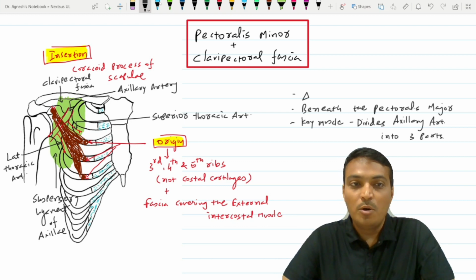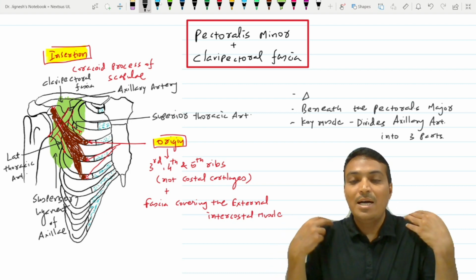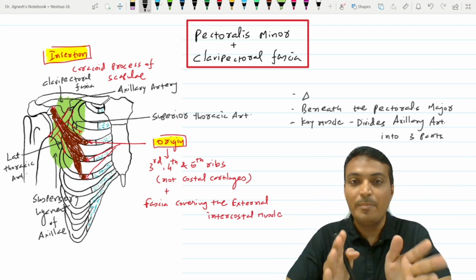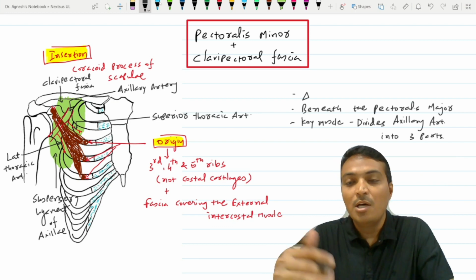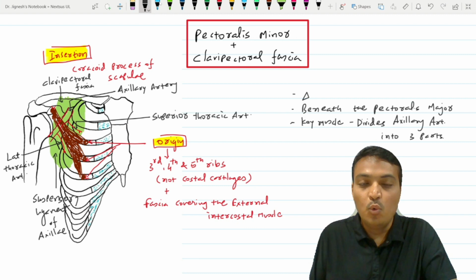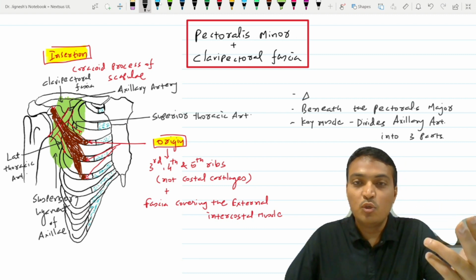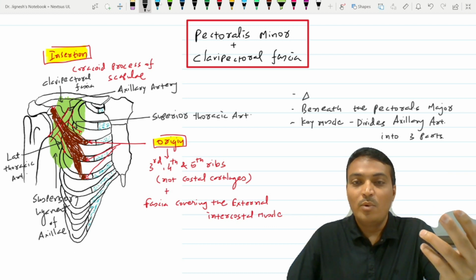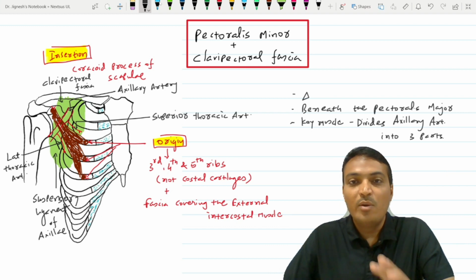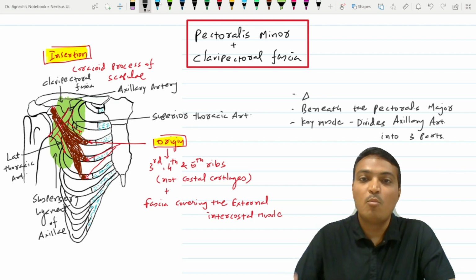Another action of this pectoralis minor muscle is the elevation of the scapula, and this is the assistant action of the pectoralis minor muscle along with the levator scapulae and the rhomboideus muscle. So there are two actions of the pectoralis minor, and both actions are assistant to other major muscles. One is the protraction of the scapula, which is assistant to the serratus anterior, and one is the elevation of the scapula, which is assistant to the levator scapulae and the rhomboideus muscle.